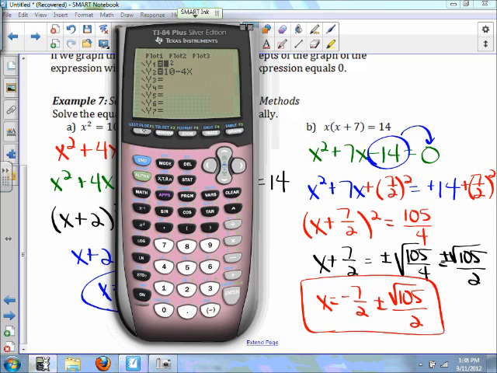Now, when you put these into your calculator, we'll have x squared plus 7x minus 14. And if we put in value again, negative 7 divided by 2 plus the square root of 105 divided by 2, get an answer there. And then negative 7/2 minus the square root, 105 divided by 2, you get your answer there.